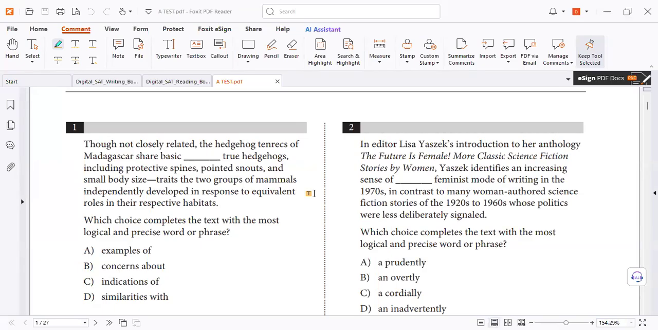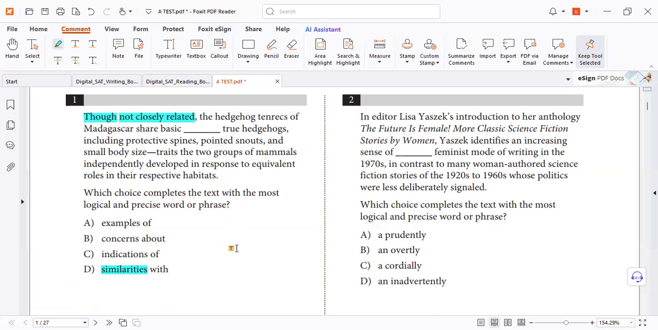Now, let me answer number one and show how we think. Number one, of course, I must look at the question in the book, find the vocab, so I must read. As I told you, in vocab we test skills. Although, so we have contrast, not closely related. So the other part must be related. If something is related, it is just like similar. Look, it's not about examples of concern, but wait. I guess from the contrast.